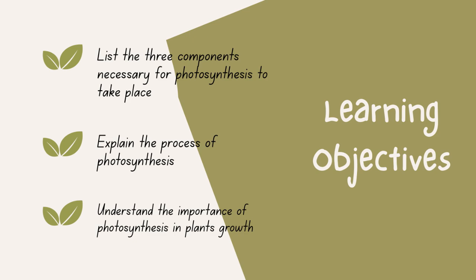These include sunlight, which provides the energy needed, carbon dioxide from the air, and water from the soil. When these elements come together inside the plant's leaves, they trigger a series of chemical reactions that produce glucose, a type of sugar, and oxygen as a byproduct. This process not only sustains the plant, but also supports the entire ecosystem, making it a vital concept to grasp in our overall study of plant growth and environmental health.